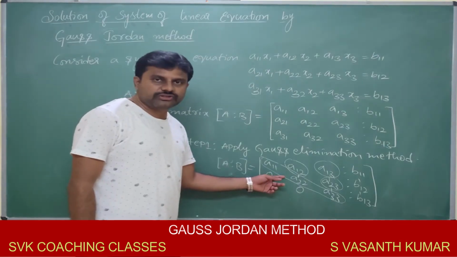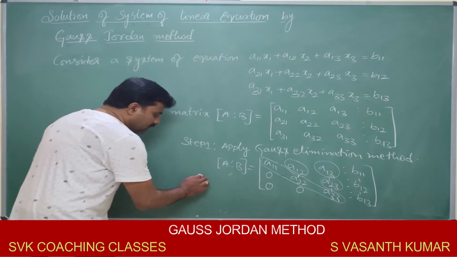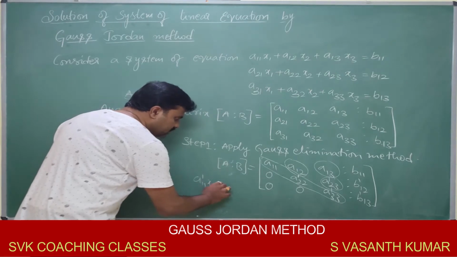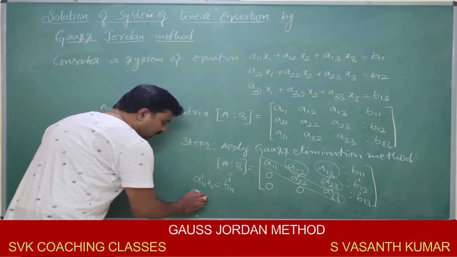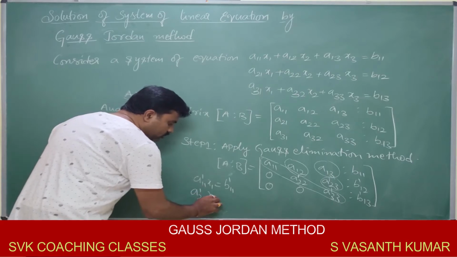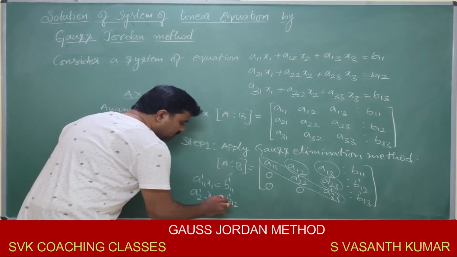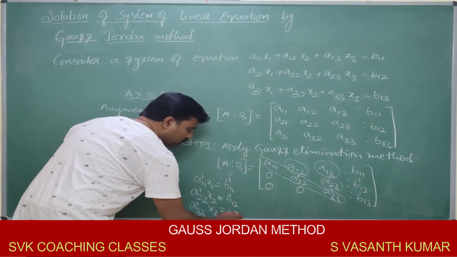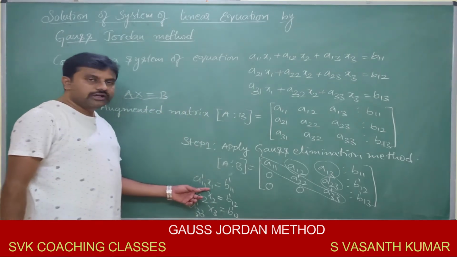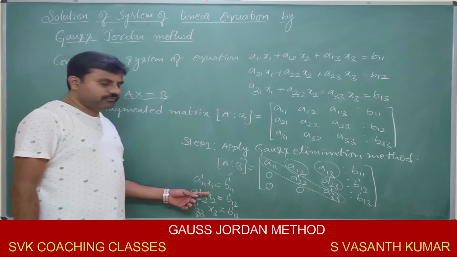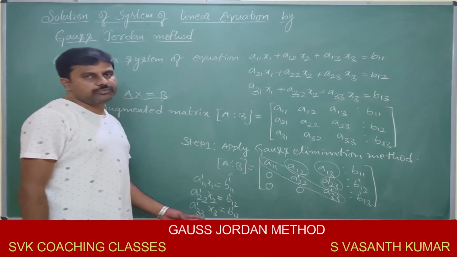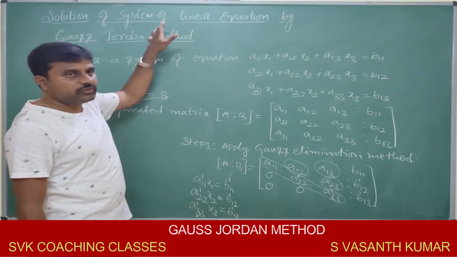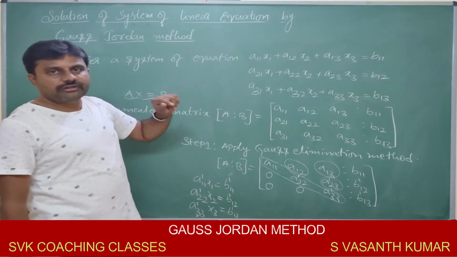You can convert this matrix to equations of the form a11 dash x1 equal to b11 dash, a22 dash x2 equal to b12 dash, a33 dash x3 equal to b13 dash, as the values will be changed. Then we are going to get the values of x1, x2, x3. This is the procedure to find the solution of a system of linear equations by using the Gauss-Jordan method.